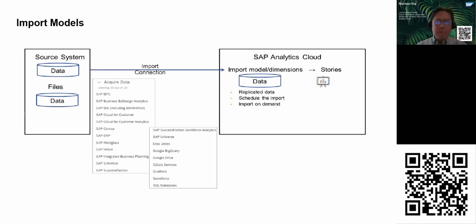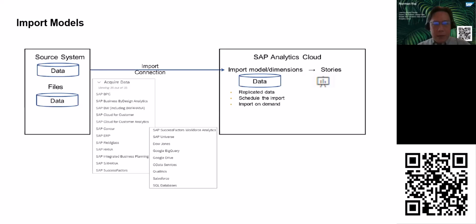Okay, we import models. We have the ability to connect to any data source. Okay, as we started off with the importance of SAC, the importance of SAC is that any existing SAP solution, whether it's BW, S4HANA, Concur, universes, or other third-party data sources like BigQuery, Google, we have the ability to access any data anywhere, okay, on-premise or in the cloud, okay?